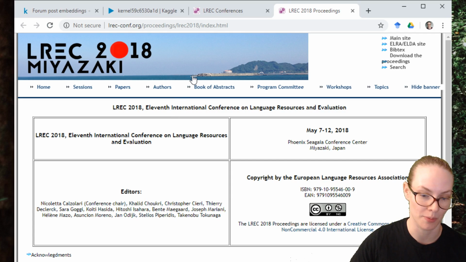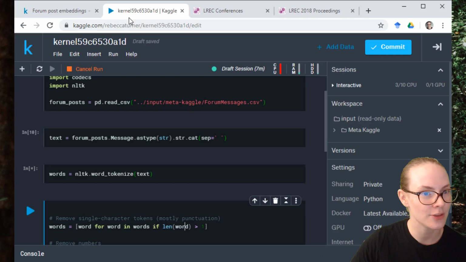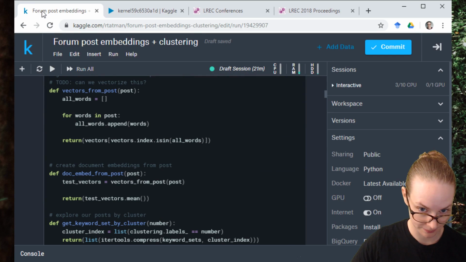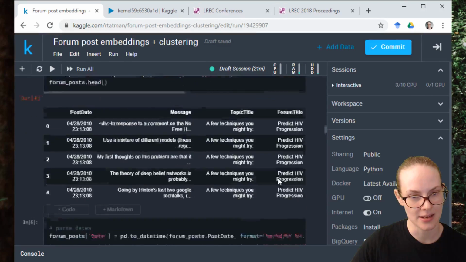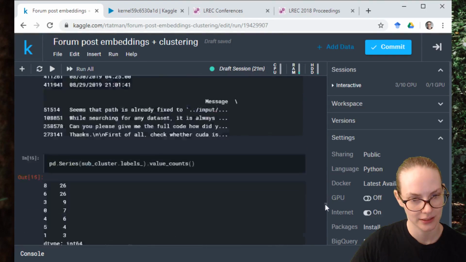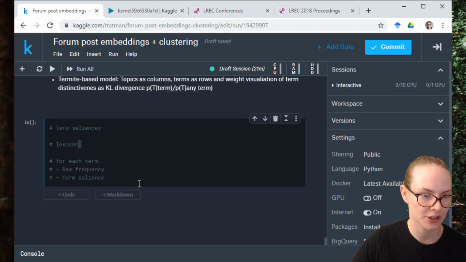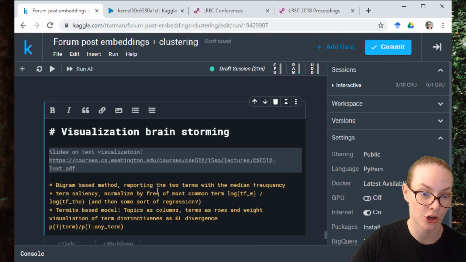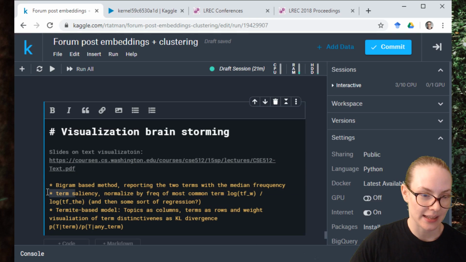So, hi, Nico Tuba. We are working on visualizing the output of our clusters. So right now we're figuring out this term saliency frequency measure. So that's what we're doing.